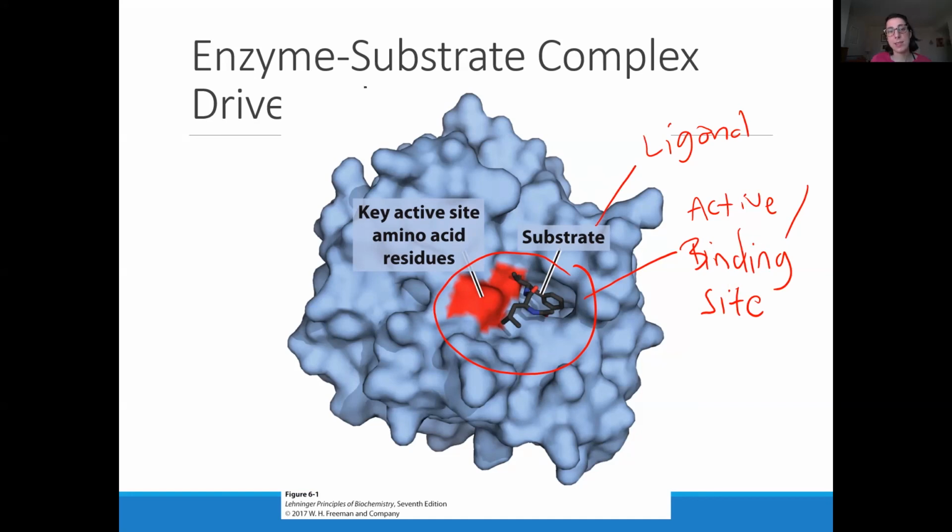So these binding sites, they have key amino acids that are going to help to hold on to and conform to whatever the ligand or substrate is that the enzyme is driving the reaction of.